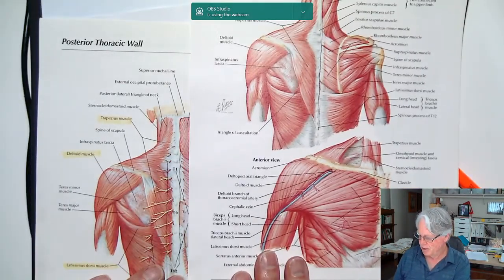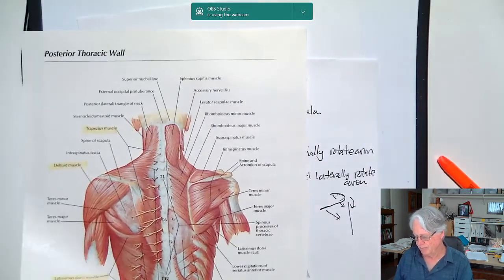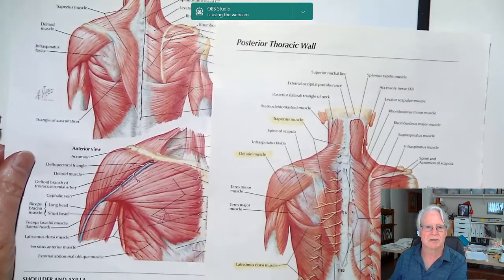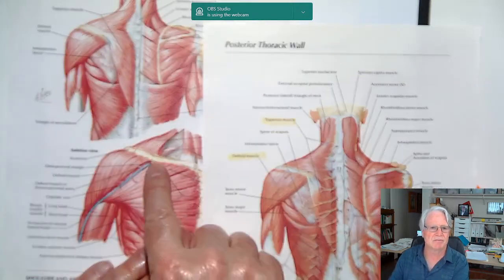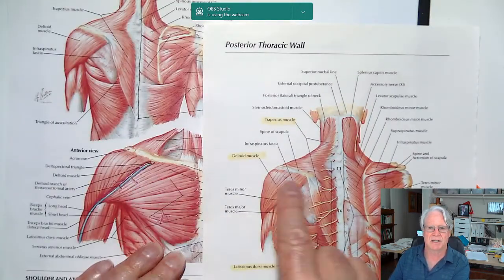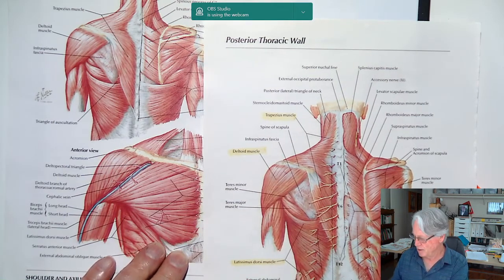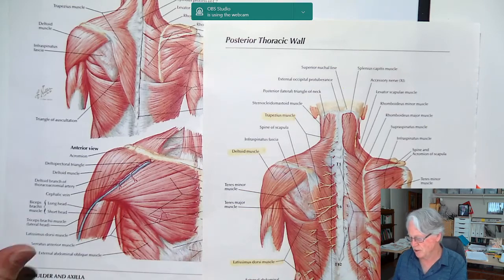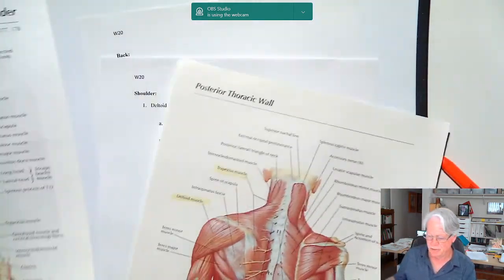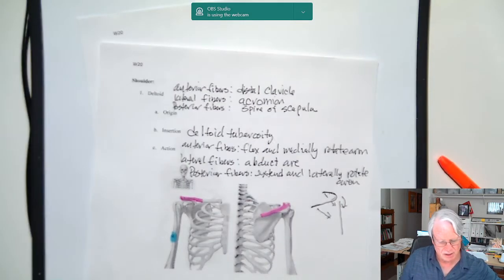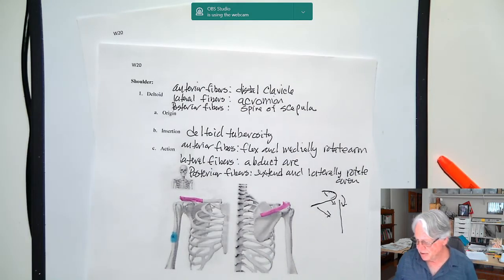So I can get, let's do it this way. There we go. That makes a little more sense. Okay, so anterior here, and then I come around to the back here. And then all inserting on one location on the arm, on the humerus, which is the deltoid. Okay, so that's our deltoid.